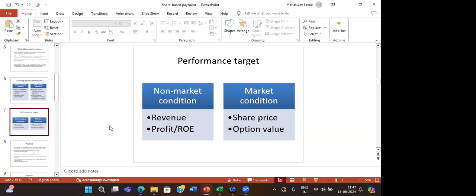It's called non-market condition because these kind of conditions, revenue, profit, or ROE, these targets are not linked up with the share price of the company in the market. But you call a condition a market condition if at all the linkage is with the share price or the option value itself. Okay? So that's the market condition. As you will know, I think in your derivatives course, one of the input values you calculate is the share price, isn't it? So option will derive the value from the underlying, isn't it? It's a derivative contract.